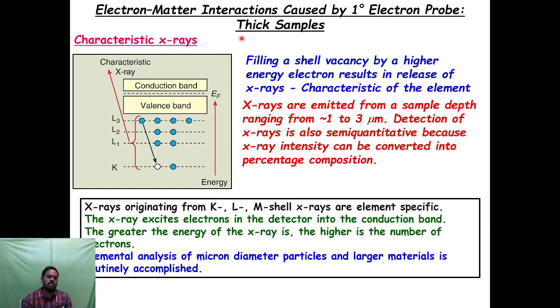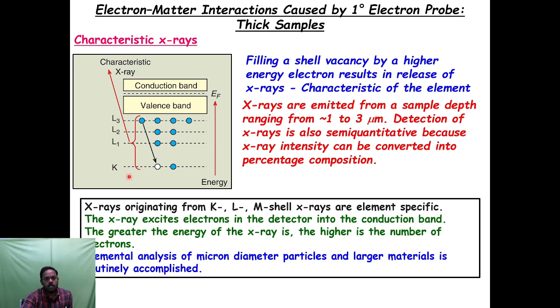The characteristic X-rays are another important secondary effect. When the electron beam hits the sample, there will be ejection of backscattered electrons, secondary electrons and Auger electrons, and during that process we can expect the emission of characteristic X-rays. Once the vacancy is created in the K shell, a higher energy electron will fill that vacancy. During that process, some amount of energy will be released as X-ray. These are called the characteristic X-rays.